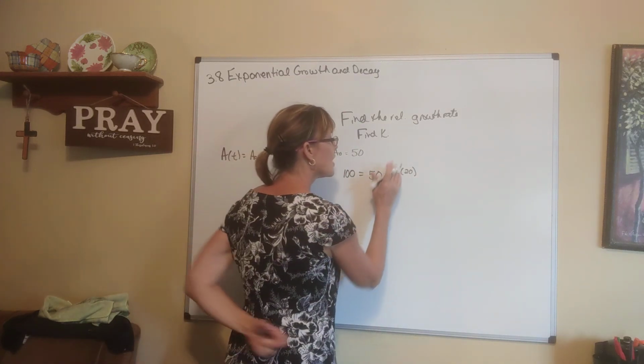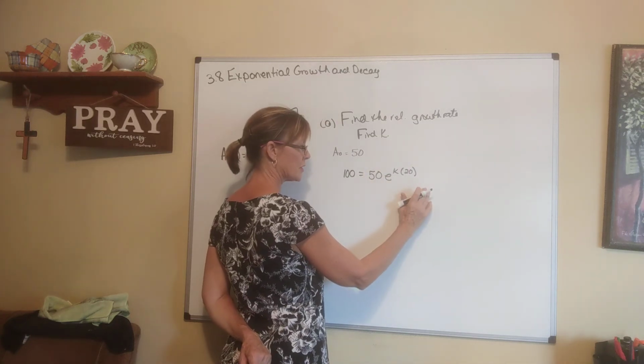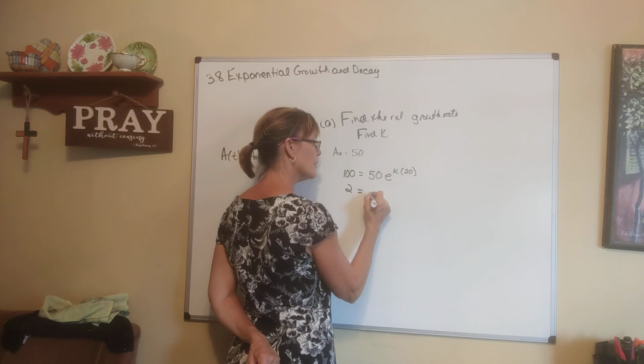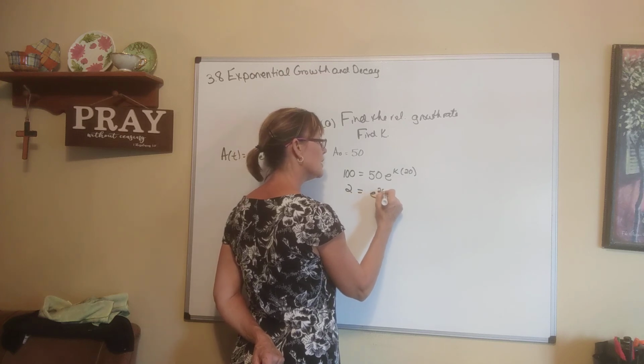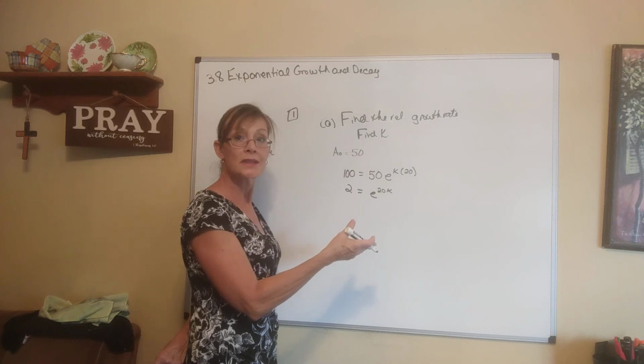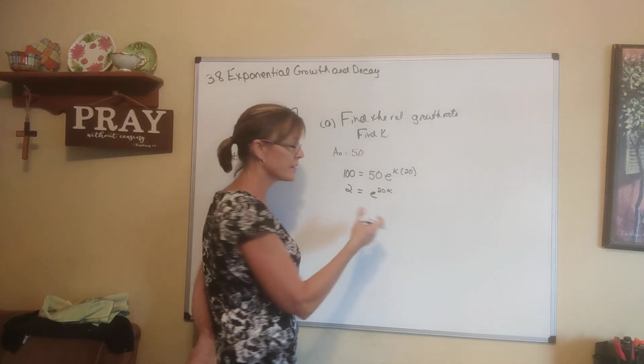To solve this, you would first isolate your exponential expression. So we would divide both sides by 50, which would give us a 2. So this is e to the 20k. All right, then you would introduce a natural log, which is an inverse of an exponential, to unlock this.